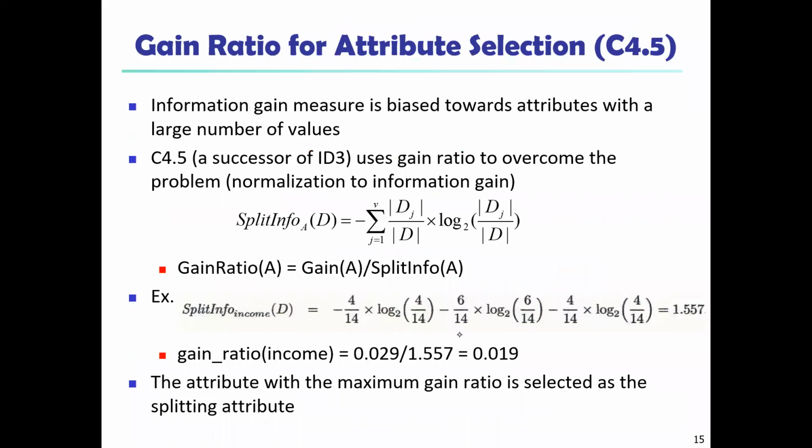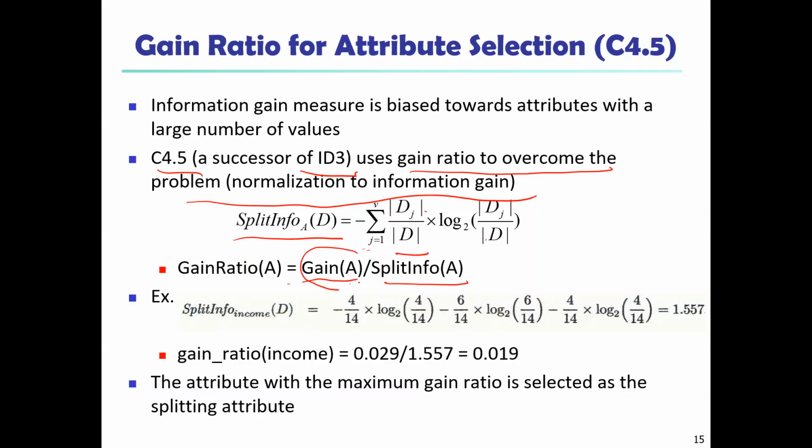Next, we have gain ratio for attribute selection, C4.5. Information gain measure is biased towards attributes with a large number of values. Here, C4.5 is a successor of ID3. It uses gain ratio to overcome this problem, a normalization to information gain. How are we going to split information using gain ratio? This is the formula: split information of A is the summation over j equals 1 to v of mod Dj by D into log base 2 of mod Dj by D. So gain ratio is equal to gain A divided by split information A.